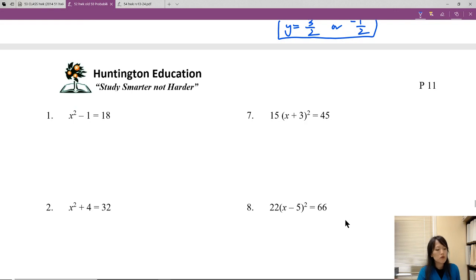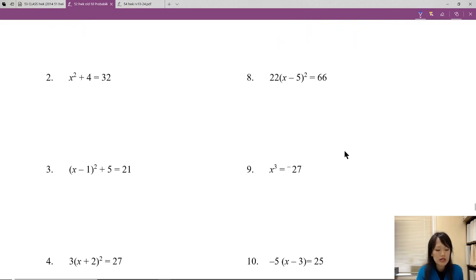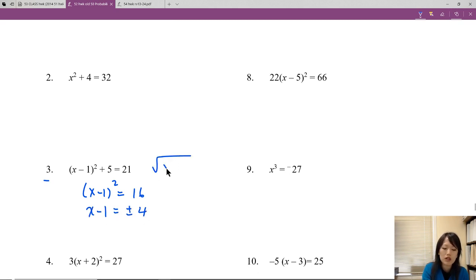Page 11, there's square rooting in this process, right? So page 11, most of them are pretty easy. Look at number 3. You have x minus 1 whole thing squared equals 16. Then you square root it. So x minus 1 is plus minus 4. It's because you're doing this.